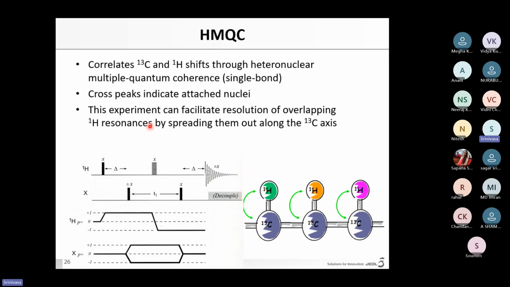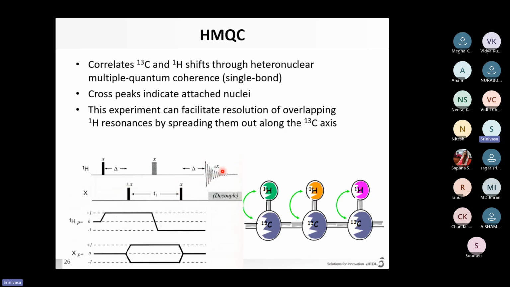HMQC starts with the proton magnetization, and this magnetization transfers to a carbon. Here I have marked X; X may be any nucleus. This is a representation of carbon, but you can make it for other nuclei also, like phosphorus, silicon, or nitrogen. So magnetization transfers from the proton to a carbon or X nucleus, mediated by the J coupling. There must be a coupling, then it will transfer. Then the carbon or X nuclear magnetization evolves in the t1 dimension. Then it transfers from the carbon back to the proton.